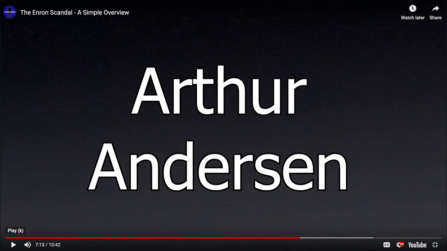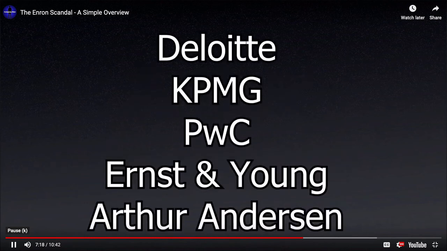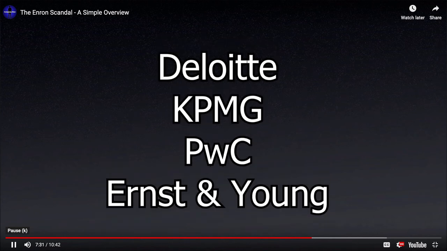And Arthur Andersen was actually owned by the partners of the firm, meaning the accountants and the employees of the firm. At the time, there were five major accounting firms: Deloitte, KPMG, PwC, Ernst & Young, and Arthur Andersen. Almost all major companies would use one of these accounting firms to audit their financial statements. Now it's down to four major accounting firms, because Arthur Andersen didn't survive the scandal.